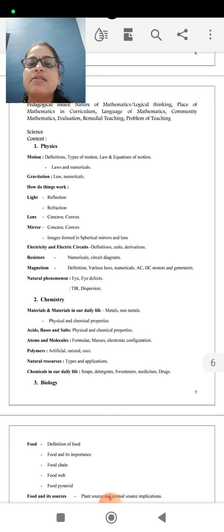In physics, the first one is motion. In motion, we have to learn the definition and types of motion. Types of motion are circular motion, oscillatory motion, linear motion. We have to learn these types. And laws and equations of motion. Laws means Newton's laws of motion. We have to learn all these. And we have many numerical problems in this motion chapter.